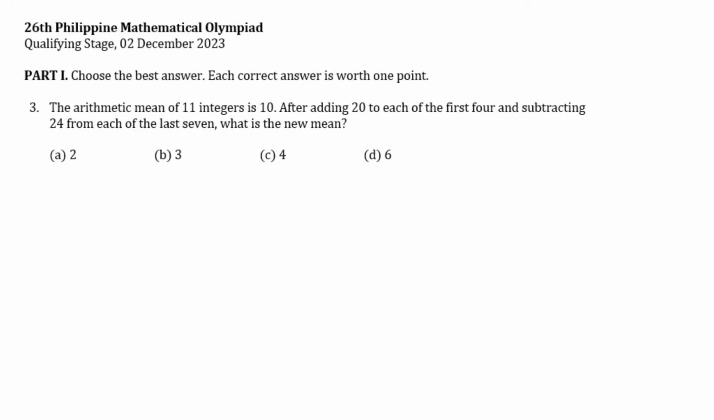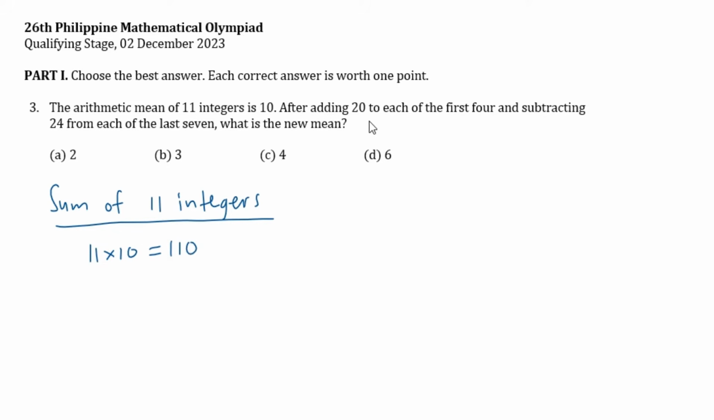Problem number 3. The arithmetic mean of 11 integers is 10. After adding 20 to each of the first 4 and subtracting 24 from each of the last 7, what is the new mean? Let us determine first the sum of the 11 integers. So the sum of 11 integers is just 11 times 10, which is equal to 110.